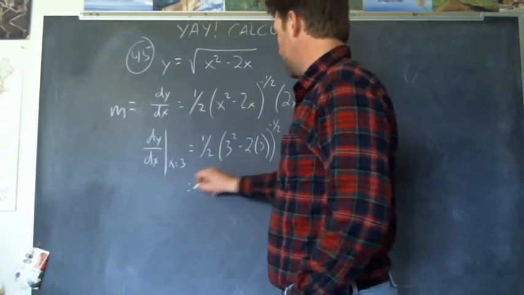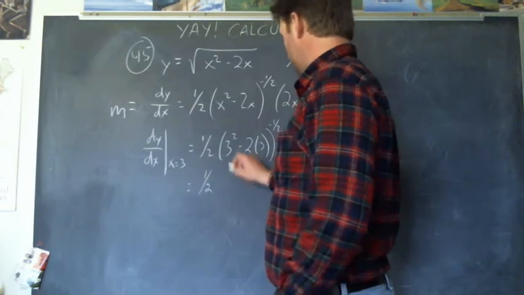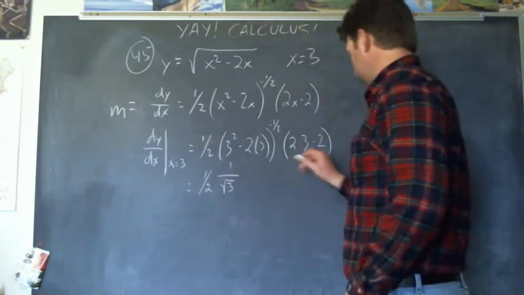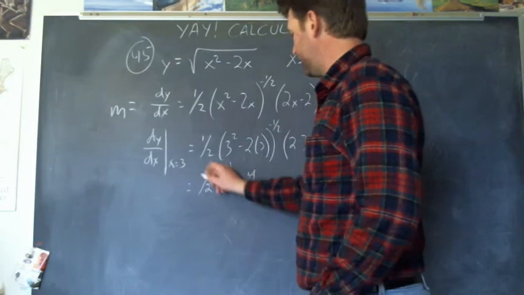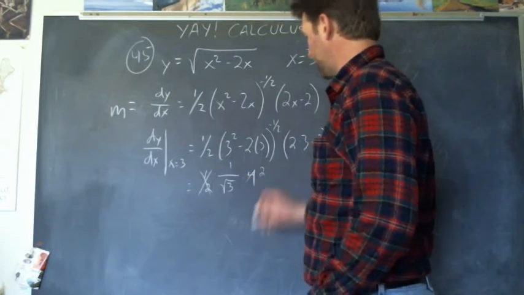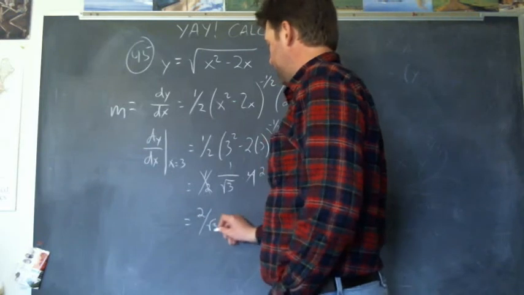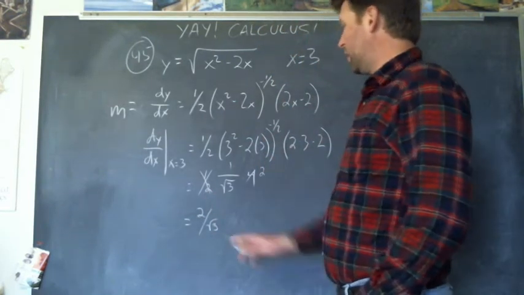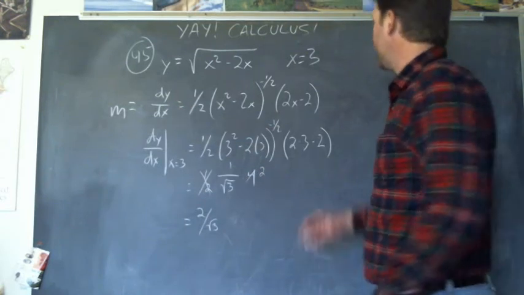So it's going to be 1/2, let's see, 1 over the square root of 3, and this will be 6 minus 2, which is 4. 4 and 1/2 cancel to make 2. So that means 2 over the square root of 3. I'm going to write that as 2 radical 3 over 3, but no big deal. Alright, so we have our m. We have an x. We do need a y.